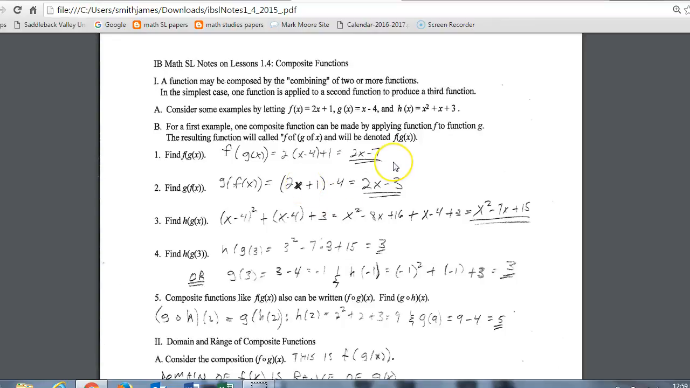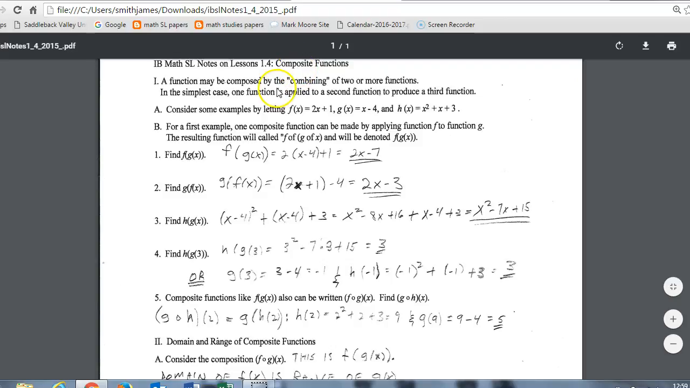Alright, this is going to be your video lesson for lesson 1.4 on composite functions. Composite functions is just kind of a fancy way of saying that we are combining two functions. Really, it's plugging one function into another function. So for our first few examples, we're going to let f of x equal 2x plus 1. This is going to be g of x, and this is going to be h of x.